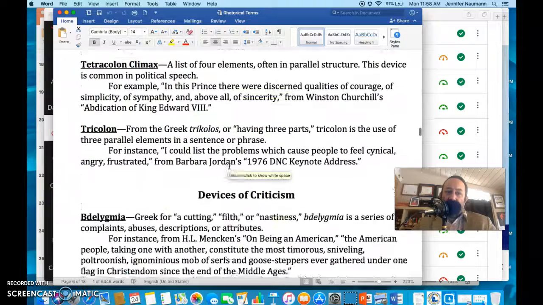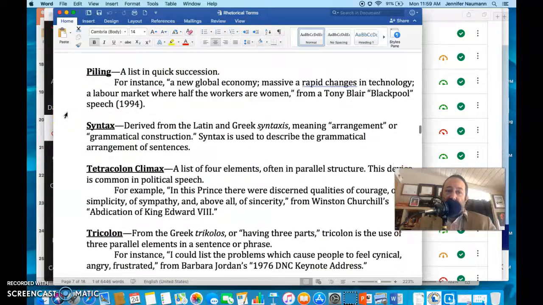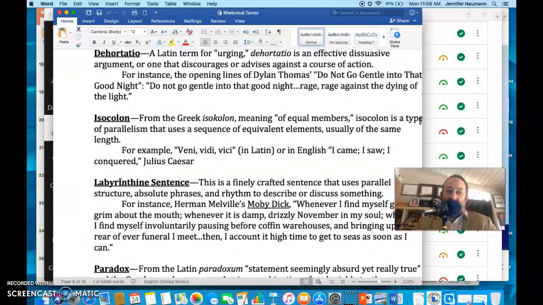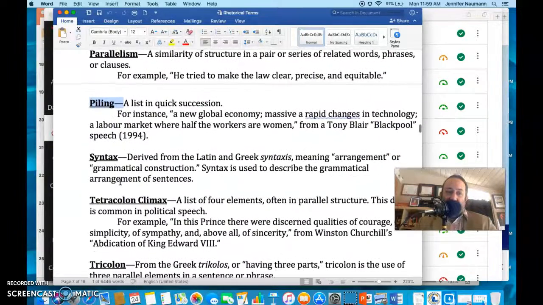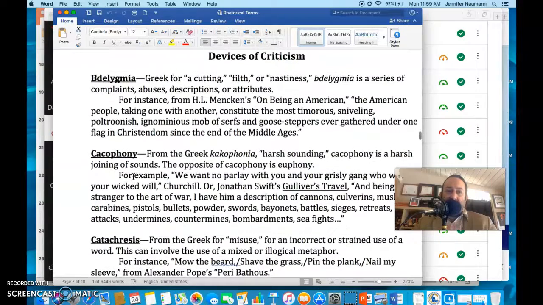There are some interesting ones, especially when it comes to different types of lists. There are lots of those. Please don't just look at everything and call it piling. There are other options. If you do have a list and you want to talk about that, which isn't the most interesting thing anyway as far as devices go, you could look at parallelism, piling, tetracolon climax, and tricolon, because all those relate to different types of lists.